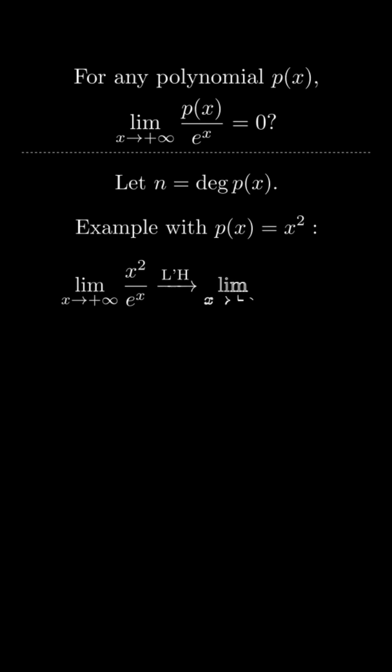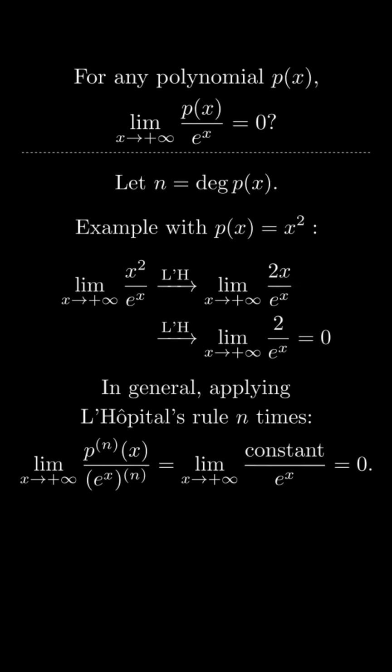If we look at an example where p of x equals x squared, applying L'Hopital's rule twice yields the limit of 2 over e to the x, which clearly evaluates to 0. In the general case, applying L'Hopital's rule n times reduces the numerator to a constant while the denominator remains e to the x. Thus, the limit always approaches 0.